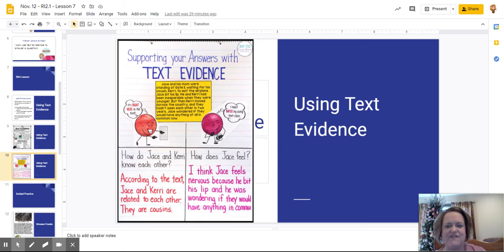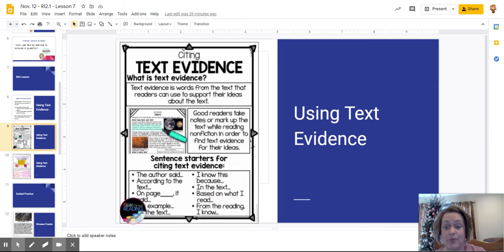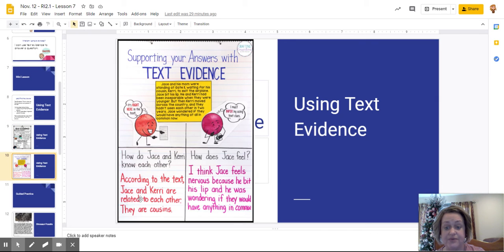Jace wondered if they would have anything at all in common now. So the first question says, how do Jace and Carrie know each other? Well, in the passage, it's right there. It says that Jace and Carrie were waiting for his cousin Carrie at the exit of the airplane. So according to the text, using one of those sentence starters, according to the text, Jace and Carrie are related to each other. They are cousins. So that's the answer to that question.